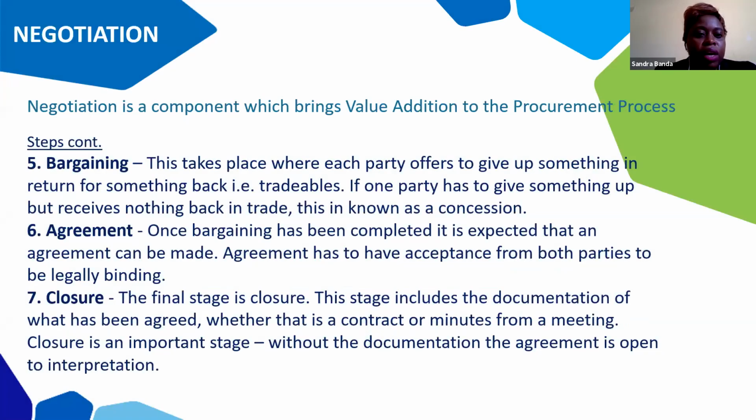So bargaining, this is where each party offers to give up something in return for something. We are not negotiating on a win-lose situation. That is not the best outcome that you would want, or a lose-win situation where one party is celebrating, but the other party is not okay. We need to aim for a win-win situation. In other words, when you're going to a negotiation table, you should expect to give something to the other party so that you also maintain the win-win position. So if one party has to give up something, you both need to give a concession, and then you move on to the agreement. Once bargaining has been completed, it is expected that an agreement can be made.